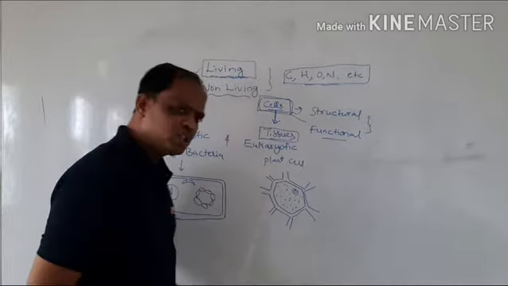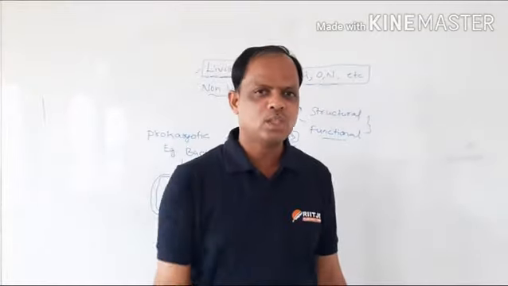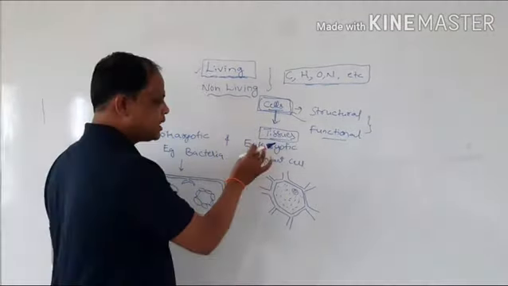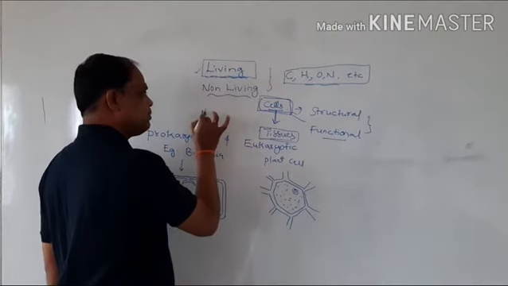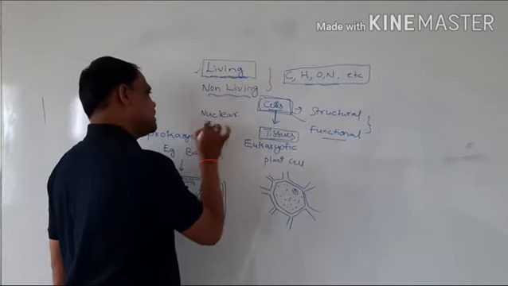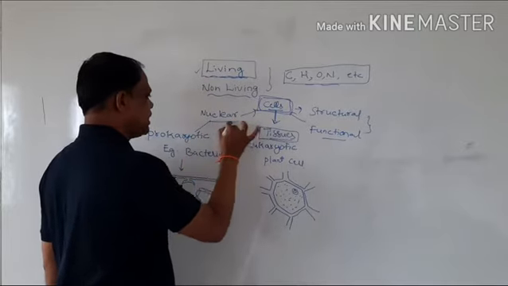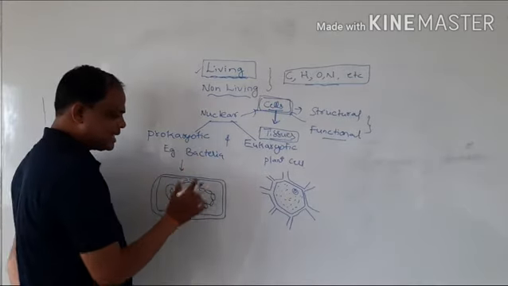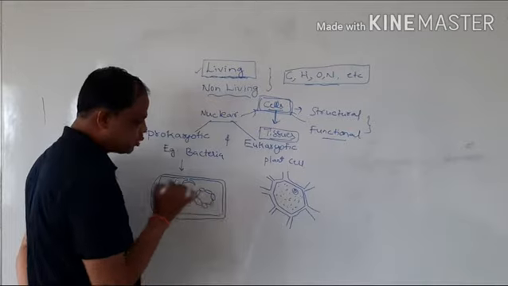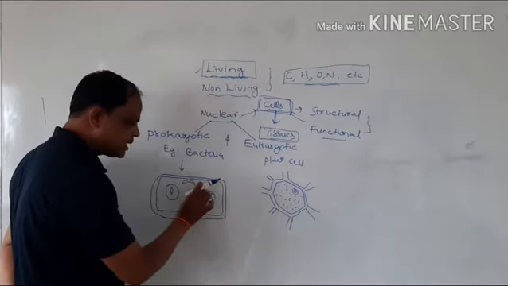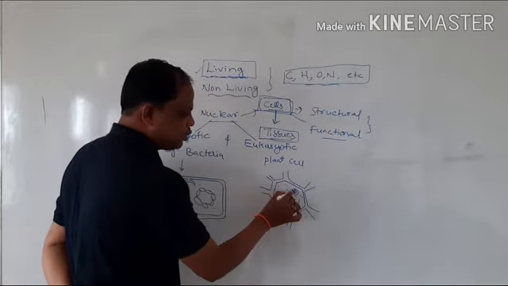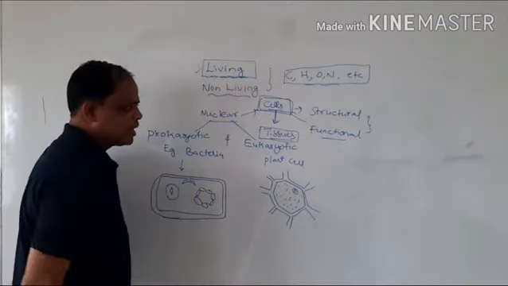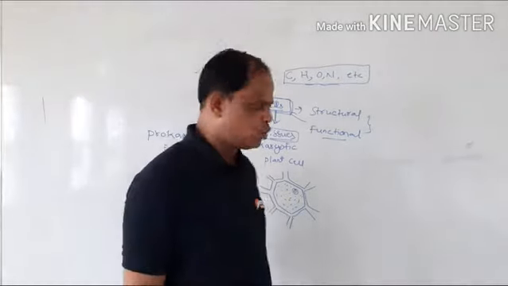How are they defined as prokaryotic and eukaryotic? Based on the envelope of the nuclear membrane. Mainly the cells are of two types, prokaryotic and eukaryotic. In prokaryotic cells the nucleus is not enveloped, so it is not surrounded by a nuclear membrane. In eukaryotic cells the nucleus is surrounded by a nuclear membrane.